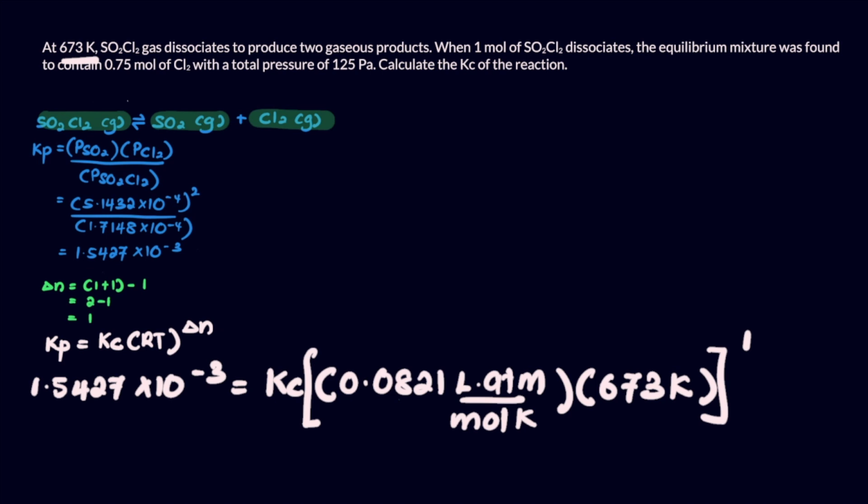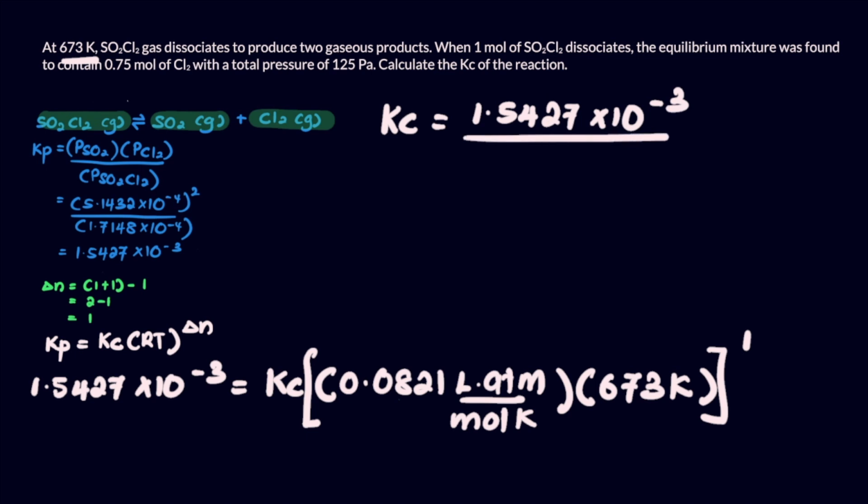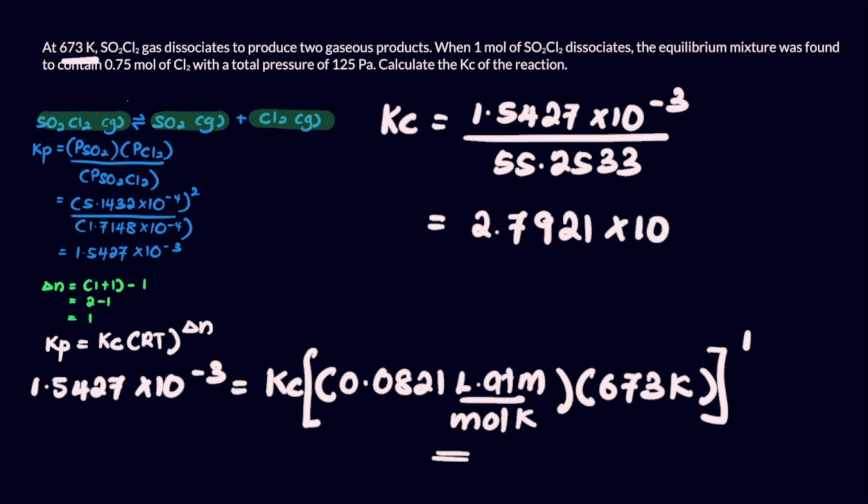So in saying that, you can calculate your Kc is equivalent to 1.5427 times 10 to the power of negative 3 divided by, because you have to press your calculator for that, so you should get 55.2533. So you get your Kc is equivalent to 2.7921 times 10 to the power of negative 5. So this is the final answer for the 5th question.